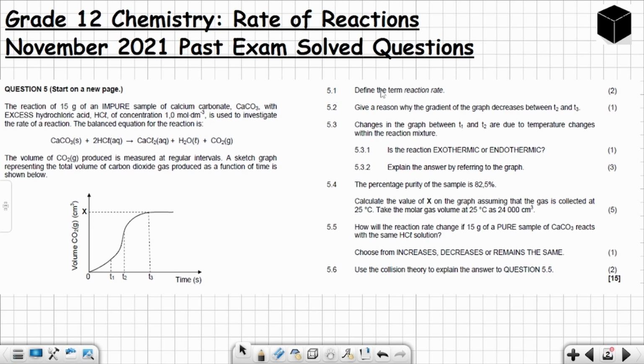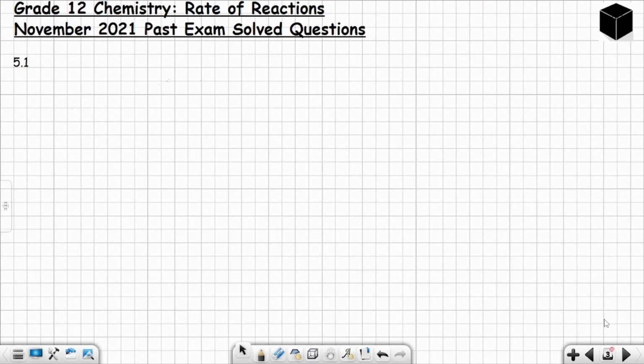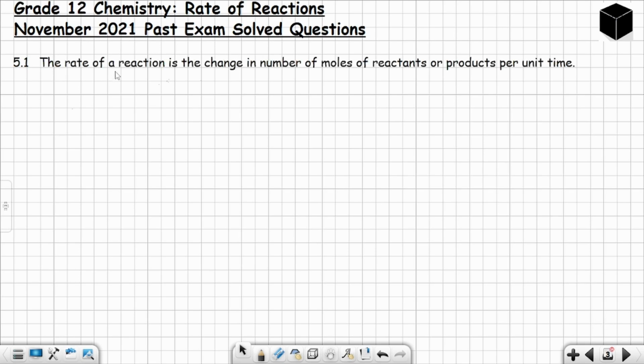Question 5.1, define the term reaction rate. And the question is 2 marks. There are many definitions for reaction rate. I'm going to give you only 5 of them. I'm not going to waste time on explaining all of them. So the first definition can be this one. The rate of a reaction is the change in number of moles of reactant or product per unit time. So you can read the definition, try to memorize it, try to understand it.